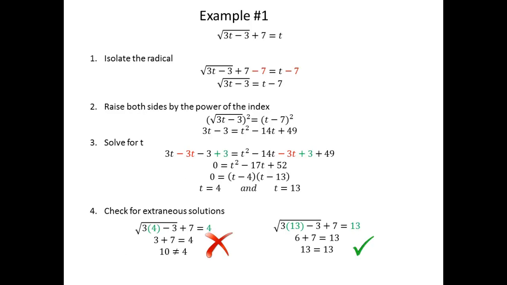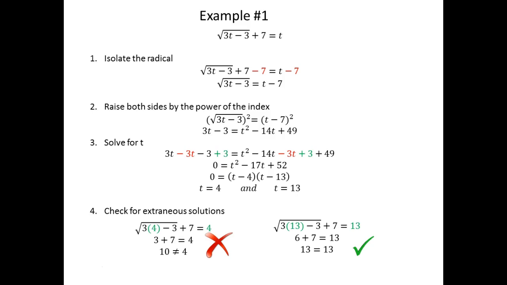So here is the first example. Well, we're going to follow our process. We're going to isolate the radical. So I'm subtracting 7 from both sides of the equation, and I end up with one radical, the square root of 3t minus 3, on the left side of the equation. Now it's a square root, so I'm going on to step 2. I'm going to raise both sides of the equation by the power of 2.